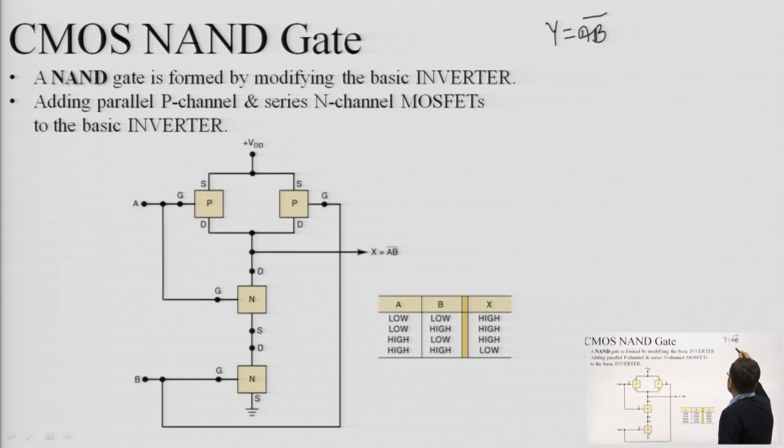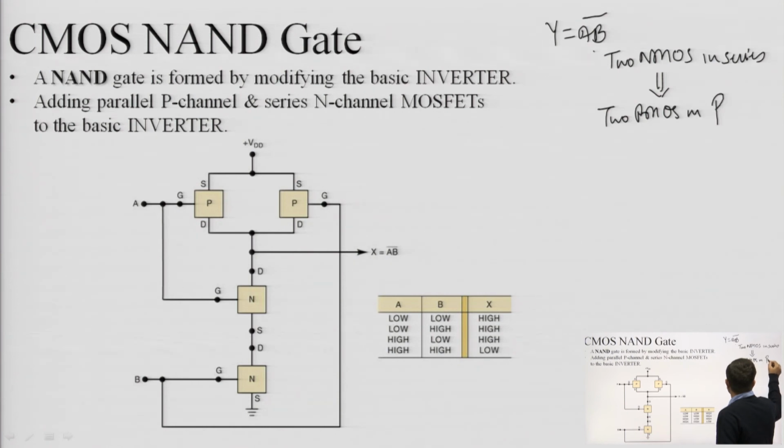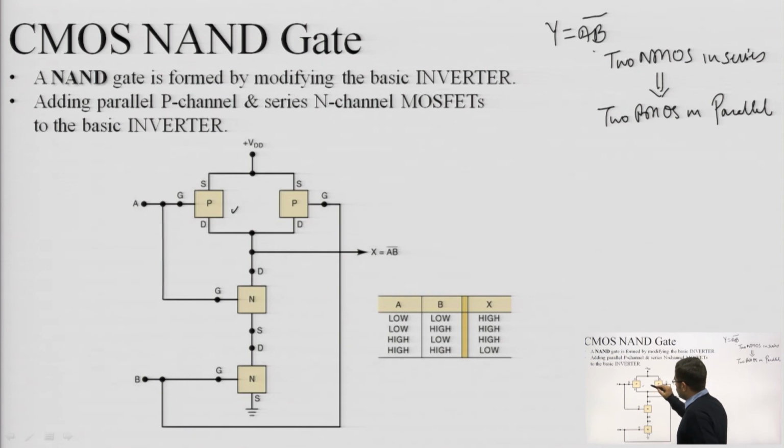We have to realize this. That means A into B has to be realized. So this A into B means 2 NMOS in series, and corresponding to that, 2 PMOS in parallel. That's why we are saying 2 PMOS in parallel and 2 NMOS in series.